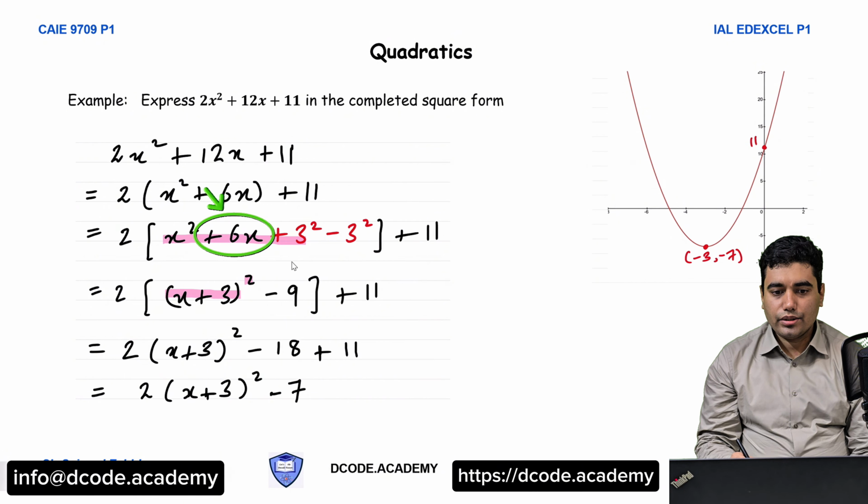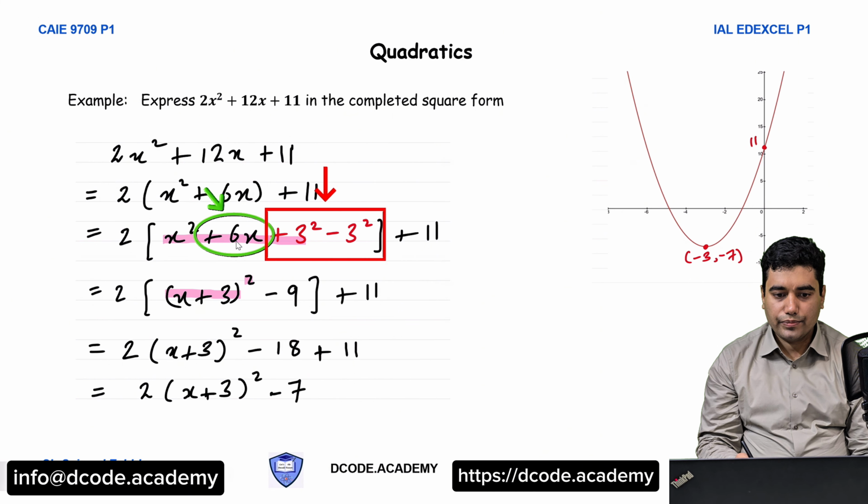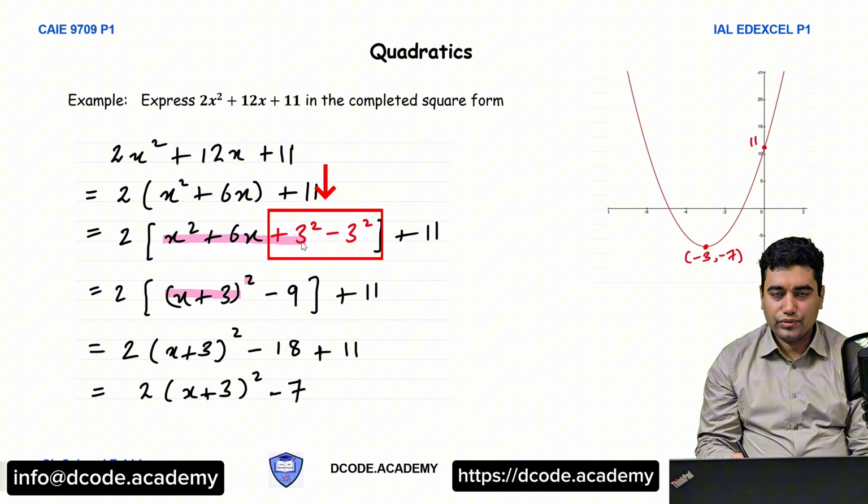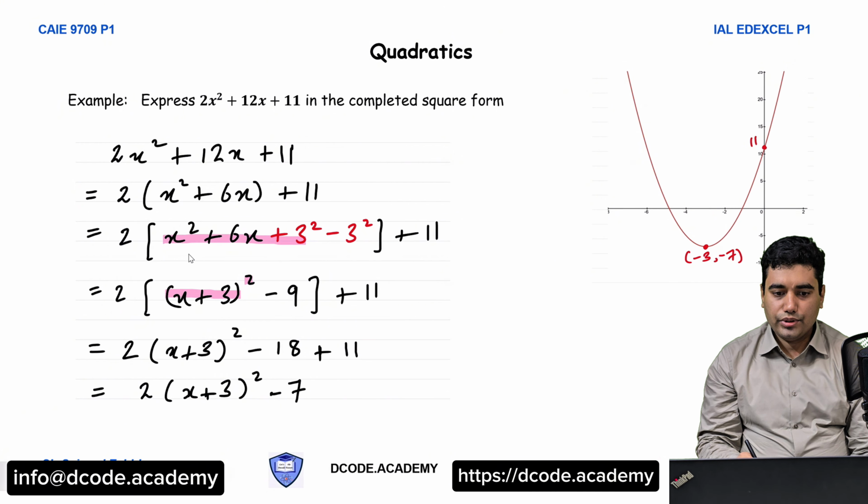The next step is to divide the coefficient of x by 2. Half of 6 is 3. Add its square, subtract its square. So you will always divide the coefficient of x into half, and then you will add the square of that number and also subtract the square of that number. Then the first three terms will become the complete square. If you have x squared plus 6x, it will become x plus 3 whole square. If you have x squared minus 6x, it will become x minus 3 whole square.